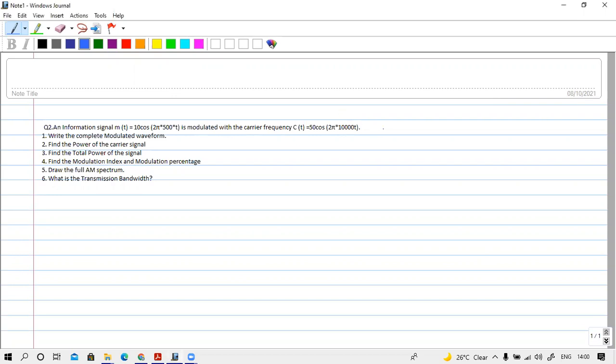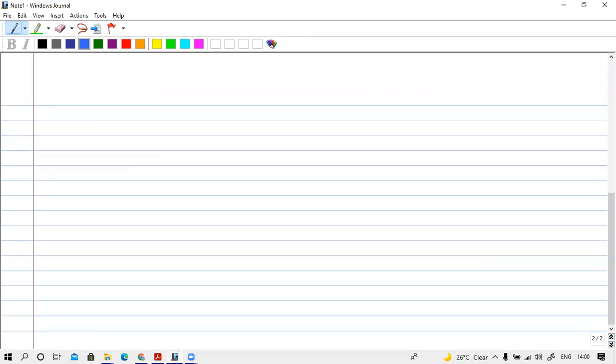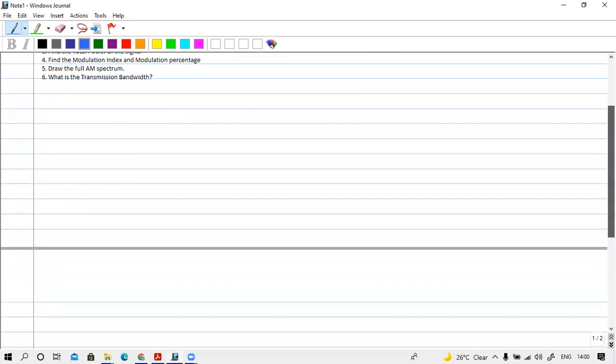So this is our second question in the tutorial. It is regarding amplitude modulation. Before going through this question, we will have a quick recap on what is related to amplitude modulation.